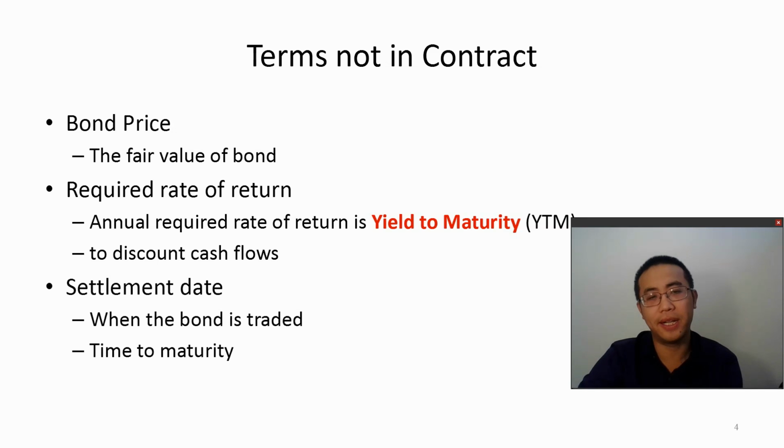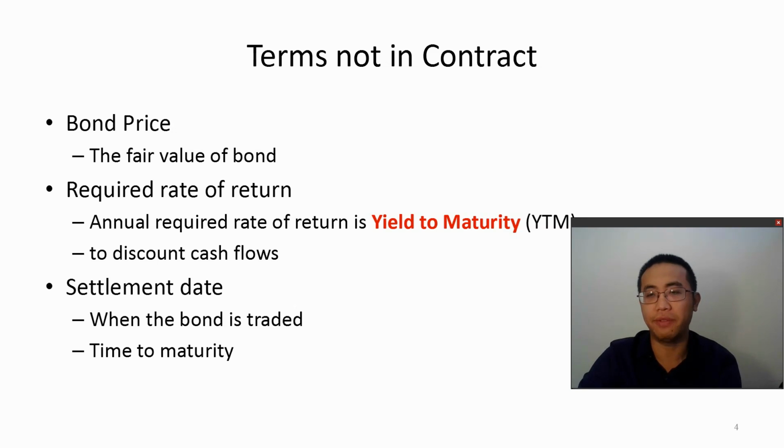And you don't have a settlement date. You don't know when the bond is traded. If you trade it today, or a year later, or 3 years later, the bond would be at different prices, at a different settlement date. Settlement basically means the time you finish your transaction, the time you buy or sell the bond. So the settlement date determines the time to maturity.